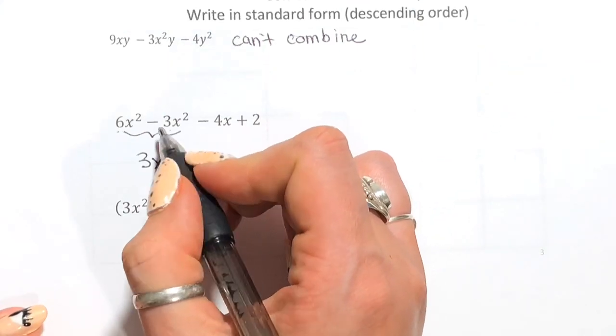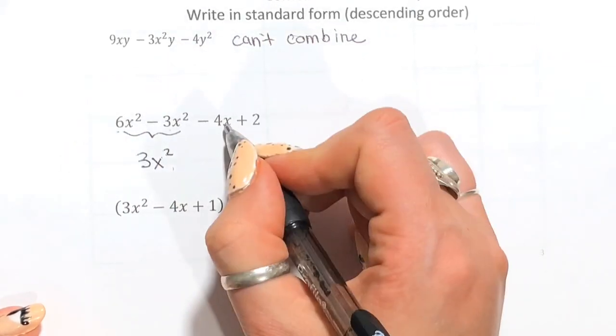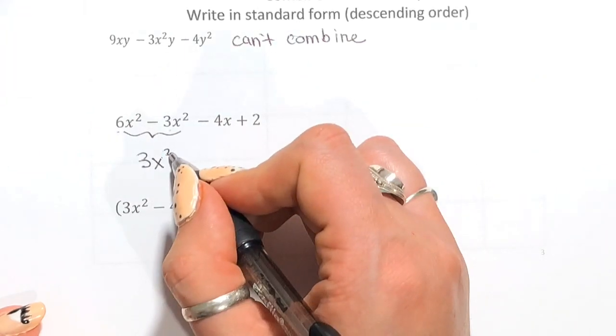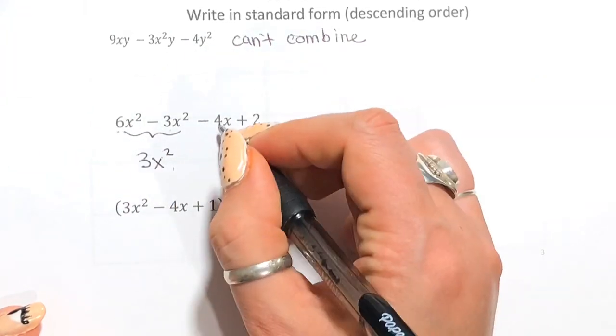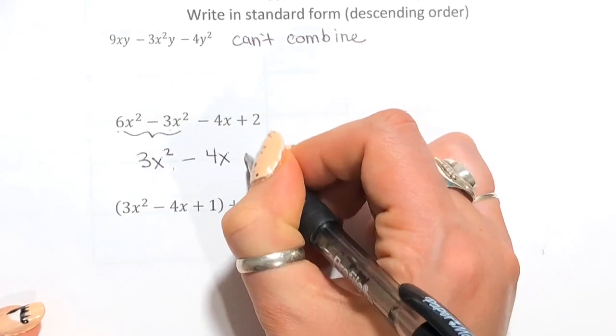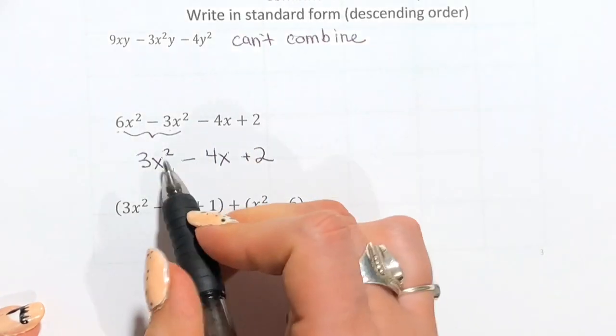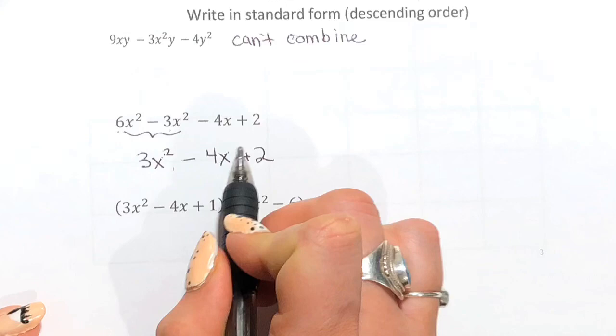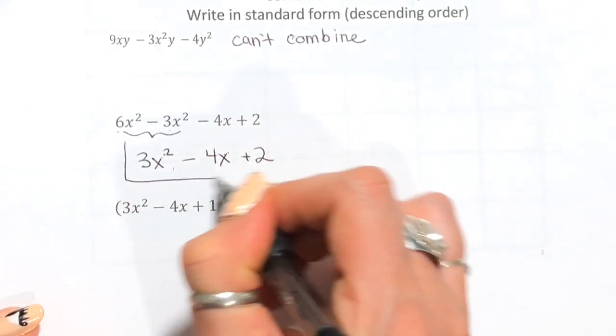We don't want to do that. We just want to keep it at 2. And then this term is just a 4x. An x can't combine with an x squared, and it can't combine with a number. So we're just kind of stuck there. So we just keep it as a 4x, and we're just going to keep this as a plus 2. And then it's already going in descending order because our power is going at power of 2, power of 1, and then our number. So we're done.